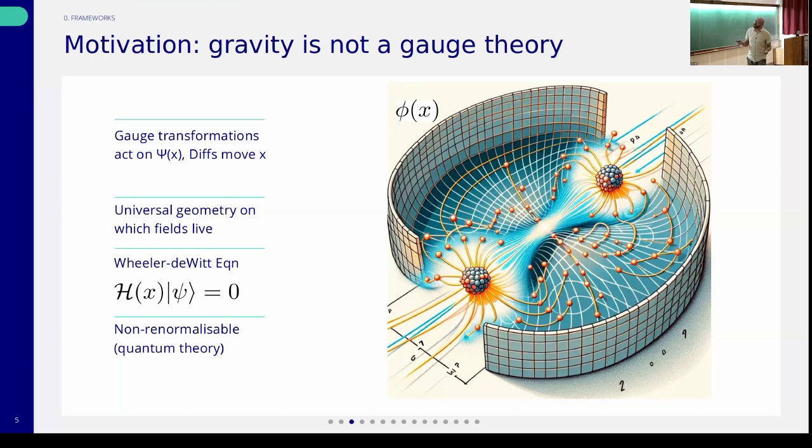So, gauge transformations act on fields at a particular point. Diffeomorphisms, which is the active part of coordinate transformation, move the points themselves, so they don't act on the fields, they move the points. So GR is not a gauge theory.